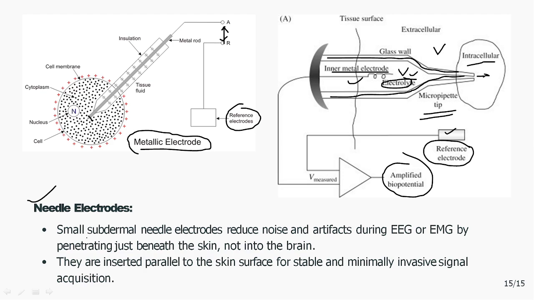The last one is the needle electrode. These are very small subdermal needle electrodes placed under the dermis of the skin. They reduce the skin impedance and also reduce noise or artifact. They are basically used in electromyogram, for biopotential recording from muscles, and sometimes for electroencephalogram. They are inserted parallel to the skin surface for stable and minimally invasive signal acquisition.